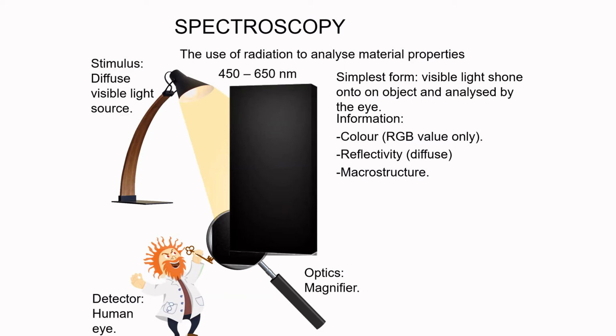And what can we get out of this? The sort of information we're able to collect: the color, so an RGB value, because of the way the eye works. It's only sensitive to the visible light range, and even then it decomposes into three components. Reflectivity, whether it's specular or diffuse, but not really much more than that. And what you might call the macrostructure, so its shape, and possibly if it had any kind of texture or anything else on the surface, but we're talking about structure at the scale of millimeters at best.